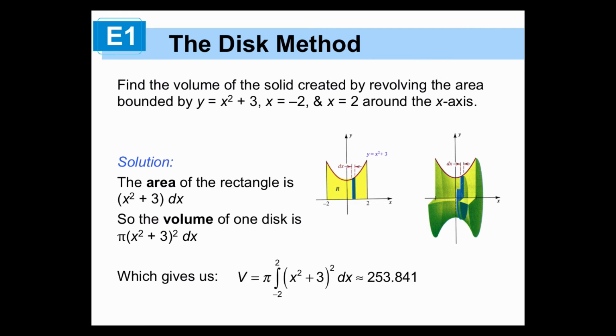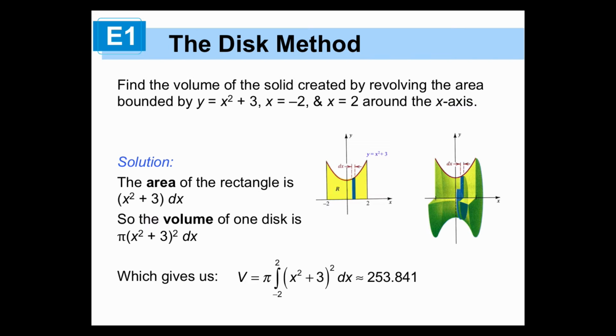Wait, so R is the area of the... R is the radius of the disk, which is the same thing as the height of the rectangle. Can you repeat that? R is the radius of the disk, which is the same thing as the height of the rectangle. Okay. Yes or no? Yes. Okay. So here's my rectangle, and when I spin that, I generate the disk, and the radius of the disk is the same as the height of the rectangle. Okay.